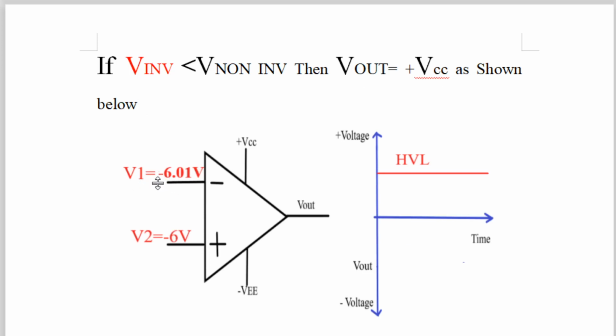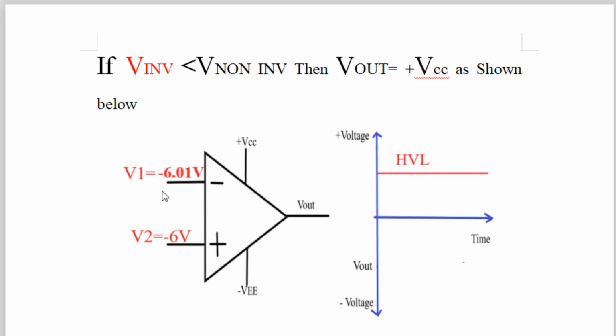We have taken V1 as minus 6.01 volt. So 0.01 volt is equal to 10 millivolt. This means this voltage is minus 6.01 volt and this is minus 6 volt. Now, if you compare these two voltages, number one, both voltages are negative. But out of these two voltages, minus 6.01 volt is more negative as compared to minus 6 volt. And it is more negative by just 10 millivolt.